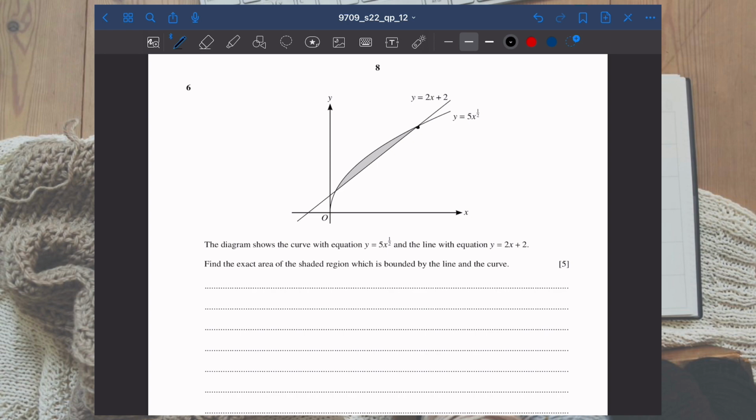Question 6. The diagram shows the curve with equation y equals 5x power 1 over 2 and the line with equation y equals 2x plus 2. Find the exact area of the shaded region which is bounded by the line and the curve. So to do that, we can first find the area under the curve and then minus it from the area of this trapezium.